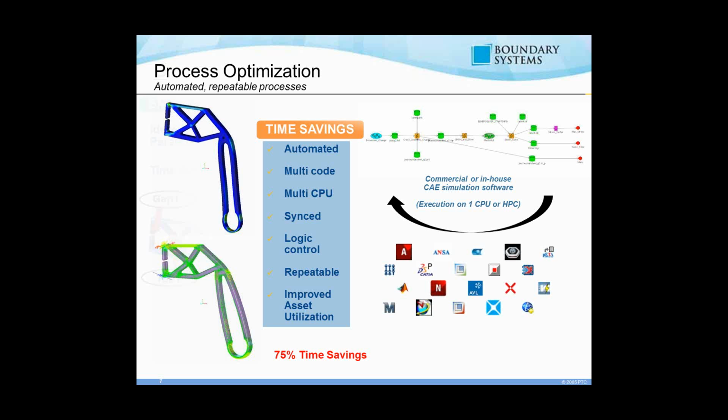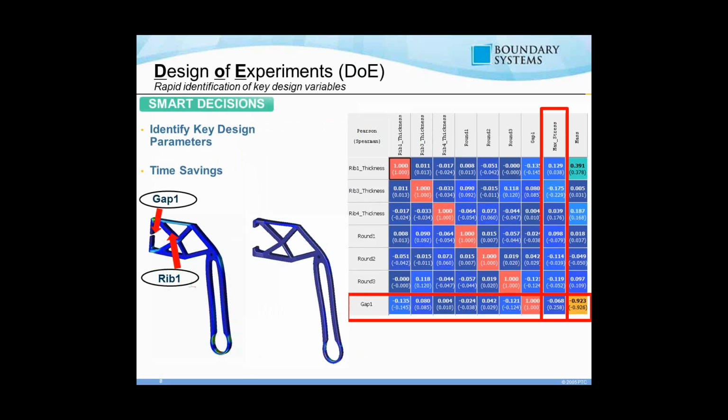Now, the next feature of Optimus we'll talk about and highlight is the design of experiments. First off, in your typical design or simulation process, one of the key things that usually will happen is you start off with a particular design, and if that meets your desired target, if that meets your allowable stress, you accept that and you continue. But rarely do you see that.